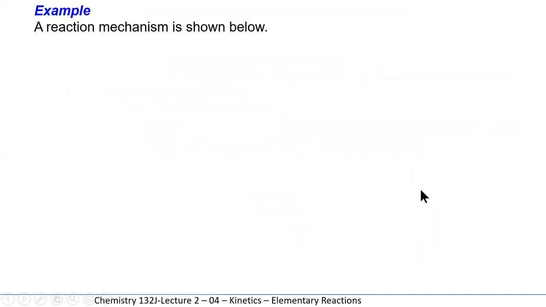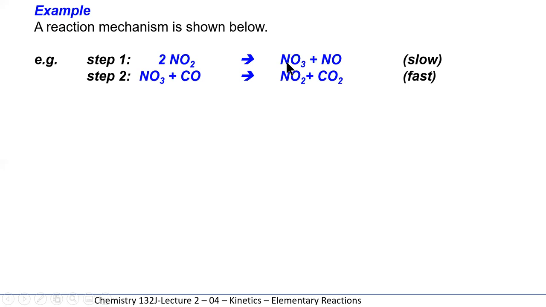Now let's look at another example. A reaction mechanism is shown below. Here we have nitrogen dioxide changing into nitrogen trioxide and nitrogen monoxide. And this step happens to be slow. Well, in a much faster step, one of the products of the first step, NO3, is now going to combine with another reactant, carbon monoxide. And it makes nitrogen dioxide and carbon dioxide in a fast step.